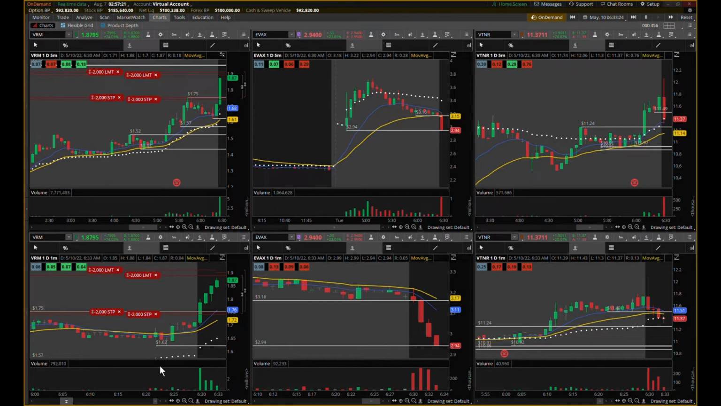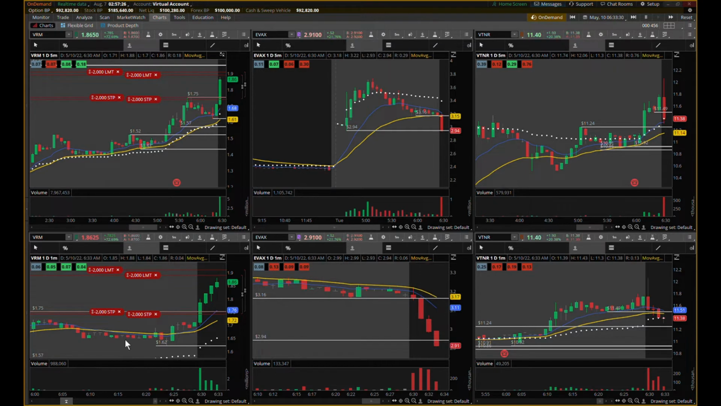Can I fudge one of these up just to get a little more? I know that high of day is, or not high of day, but that daily chart's got a high of 195. I don't want to move it up too high.